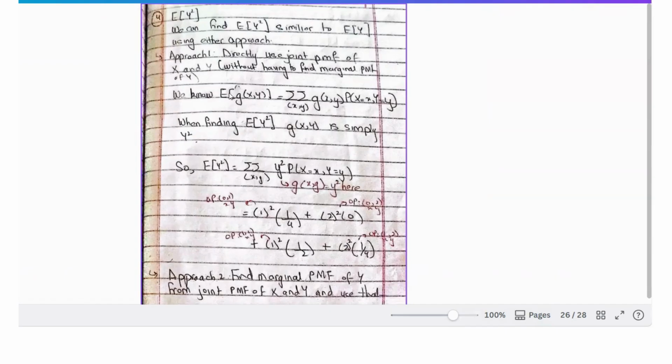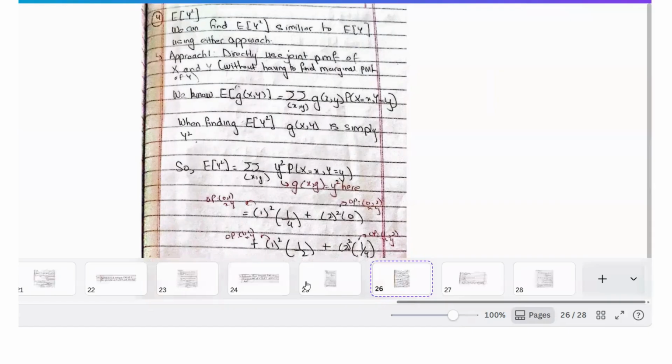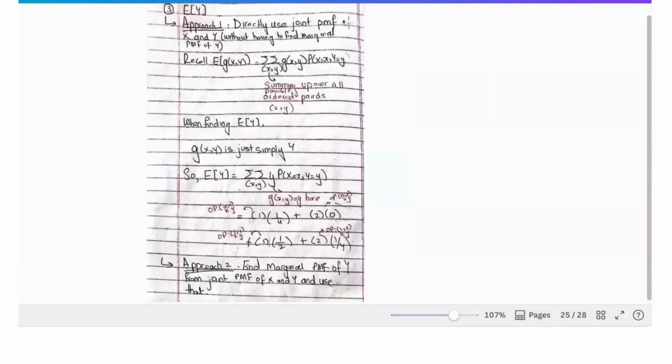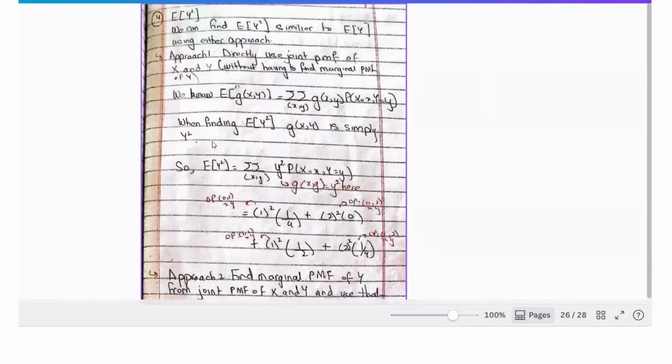Approach 1 would be to directly use the joint PMF of X and Y without having to find the marginal PMF of Y. Like we know, the expected value of g(X,Y) is given as summing up g(x,y) times the probability X is x and Y is y over all possible ordered pairs x and y. When finding the expected value of Y, g(x,y) is simply y. When finding the expected value of Y squared, g(x,y) is simply y squared. So to find the expected value of Y squared, we sum up y squared times the probability X is x and Y is y over all possible ordered pairs (x,y).